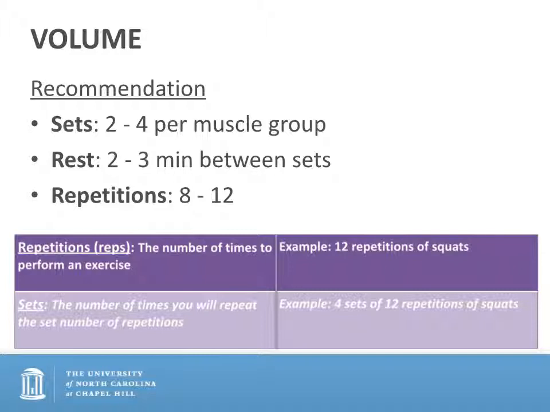The goal is to overload the muscle enough to cause fatigue by the end of the exercise, so that the last few reps are challenging, but not so hard that the muscles begin to fail. It is then recommended that a person rest for 2 to 3 minutes between sets.